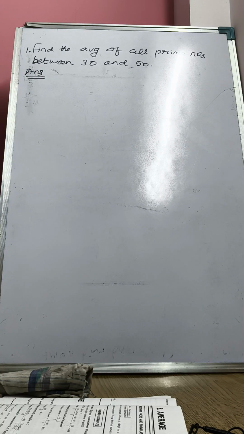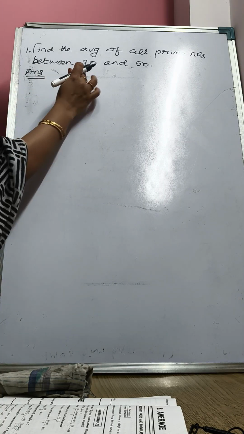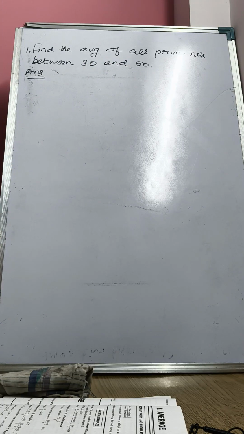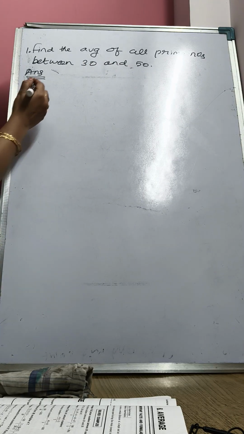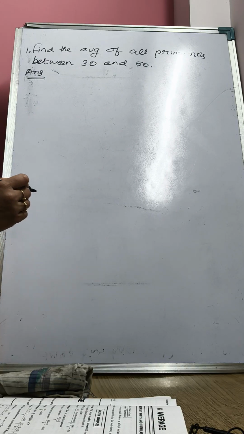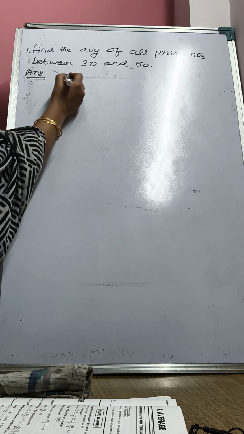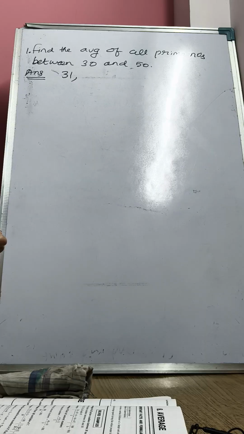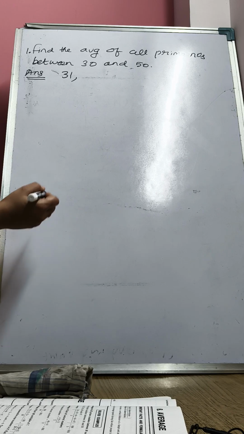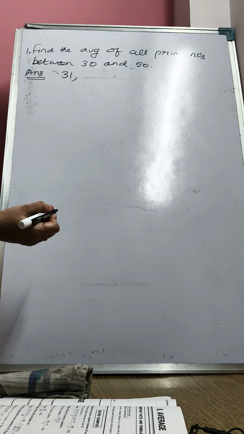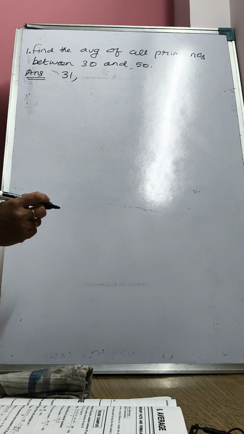Answer. Now let us first know what are the prime numbers between 30 and 50. The numbers which are not divisible by any other number other than 1 are prime numbers. So the numbers between 30 and 50: 31 is a prime number. Then 32 is not a prime number. 33, 34, 35 all are divisible by some other numbers other than 1. Therefore they are not prime numbers.